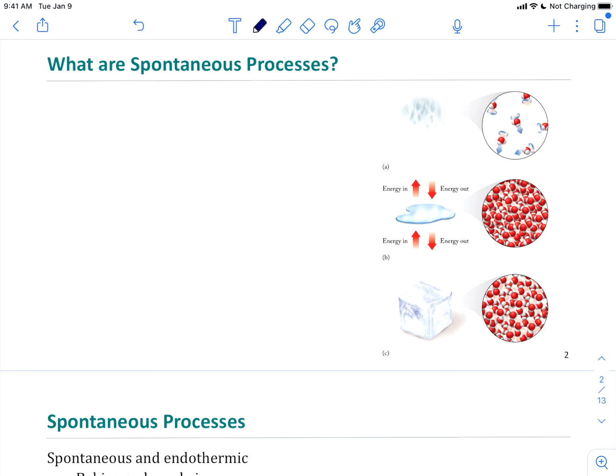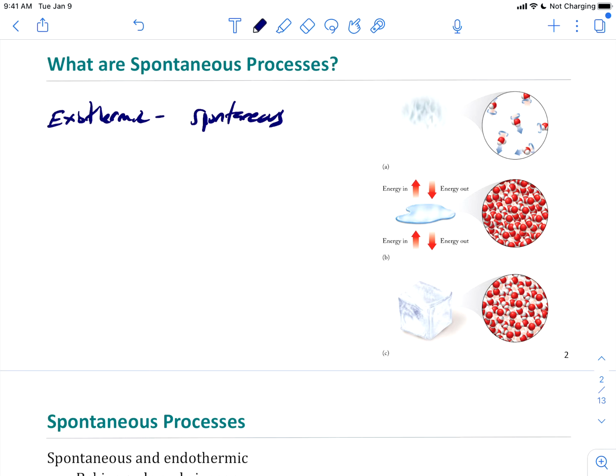Now, it's tempting to think that exothermic reactions are spontaneous. And in fact, most exothermic reactions are spontaneous, but not all. And some endothermic reactions are spontaneous. So that's what we're going to get a handle on in this chapter. Begin to understand why certain chemical reactions happen, why some don't, why some exothermic reactions are not spontaneous, and why some endothermic ones are spontaneous.